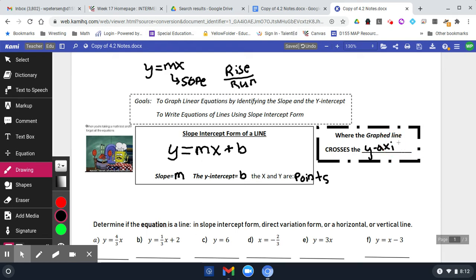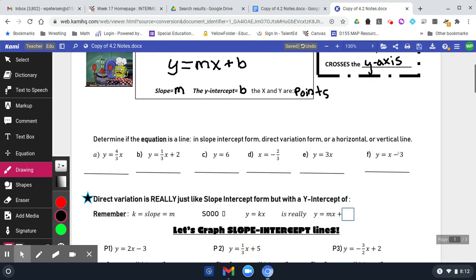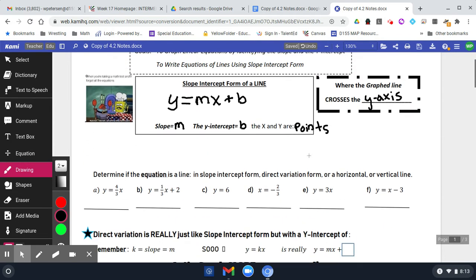So if we go down here, I want you guys to say whether these are in slope-intercept form, direct variation, a horizontal line, or vertical line. In order for it to be in slope-intercept form, it needs to have a y, m, x, and a b. So here we see a y, an m, and an x. So this is the direct variation form that we talked about yesterday. That's the actual term for it. This one has our y, our m, our x, and a b. So this is our slope-intercept form. I'm going to abbreviate it with SIF.